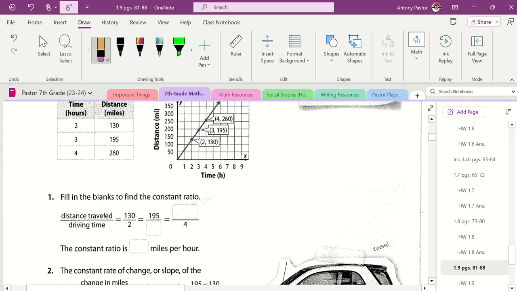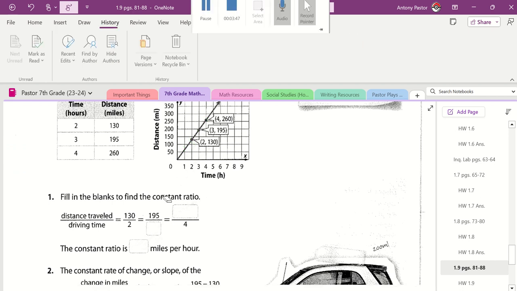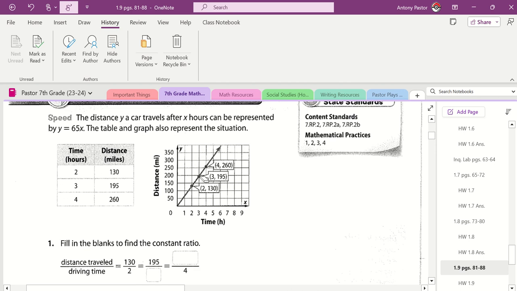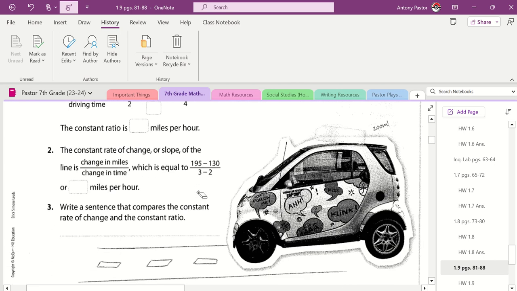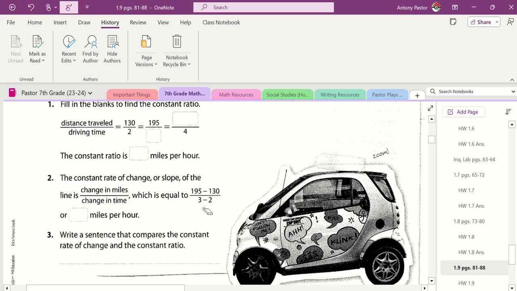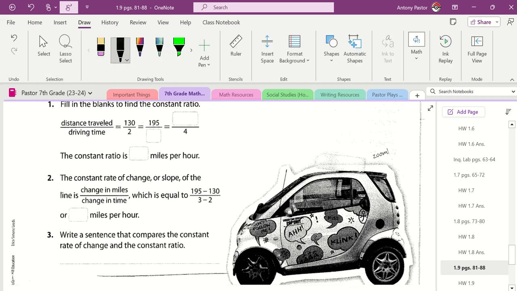Let me erase all of this and keep going. The constant rate of change, or slope of the line, is change in miles over change in time, which equals 195 minus 130. So again, we're taking 1 point. We're taking 3 and 2 in this case. 195 minus 130 would equal 65. 3 minus 2 would equal 1. So they're saying that my slope is 65 over 1. And again, this is just 65, so my slope is 65.